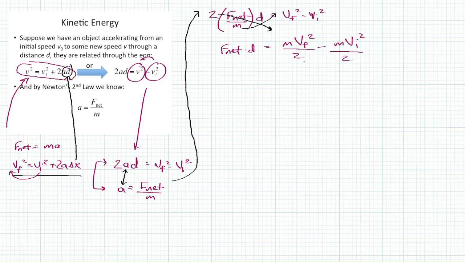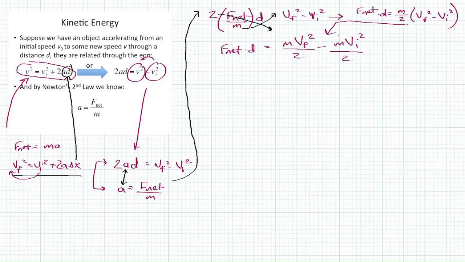And by the way, if you're wondering how I did that, I took this 2 and this m and distributed it. And I kind of skipped a step here. It's like saying this: F net times D equals m over 2, because we actually brought the 2 down and the m up, times Vf squared minus Vi squared. Okay, then I distributed the m over 2, and we have our equation as it sits right now.